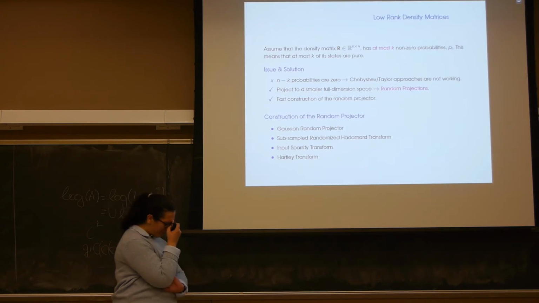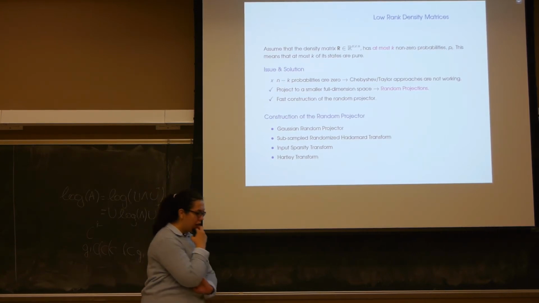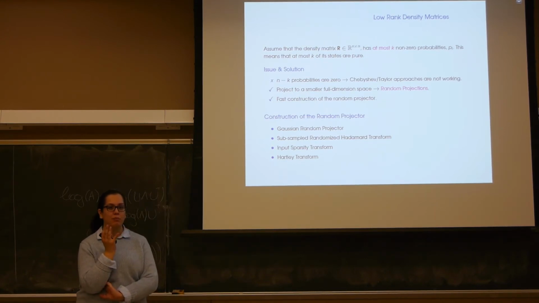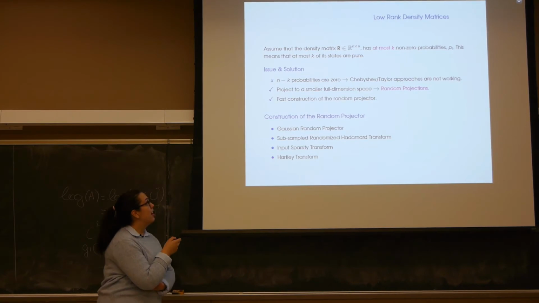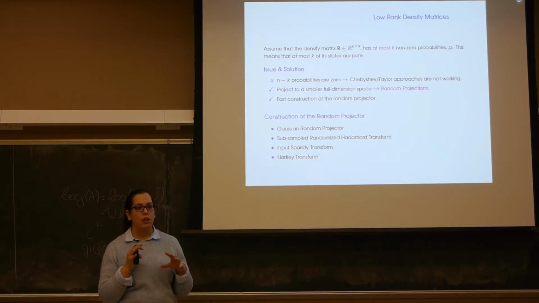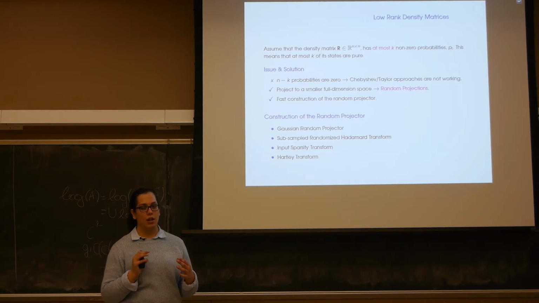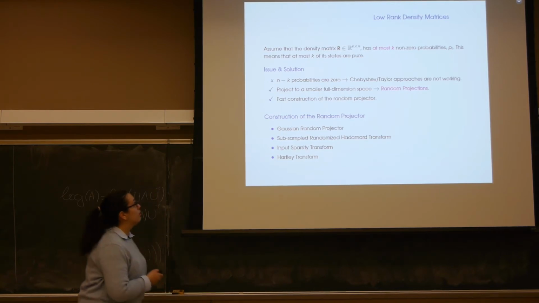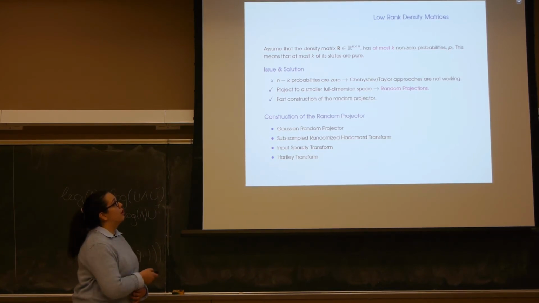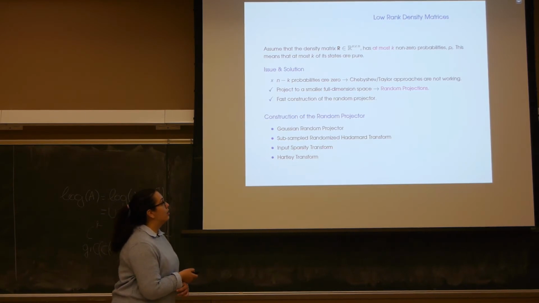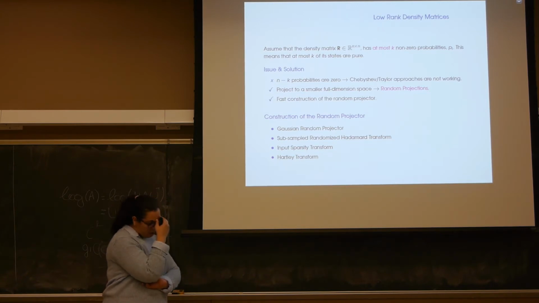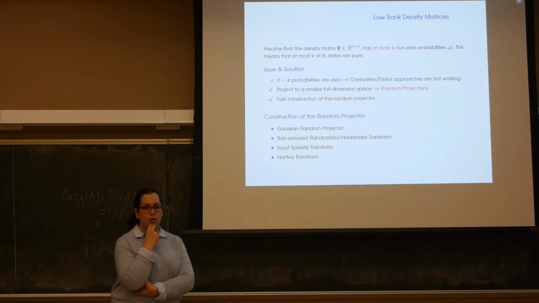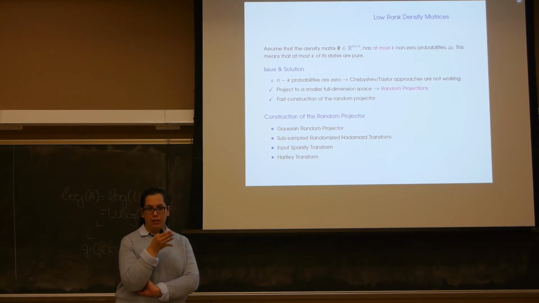Okay, so this is a future work that I am going to present. It's one of the cases that are very interesting, and it has to do with when our density matrix is low rank, which means that at most k of its pure states are linearly independent. So this means that at most k of its probabilities are greater than 0, they are positive, and n minus k probabilities are 0. And this means that the Chebyshev and Taylor approaches are not working, so we have to do something else.